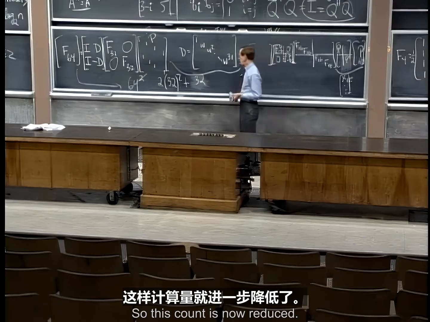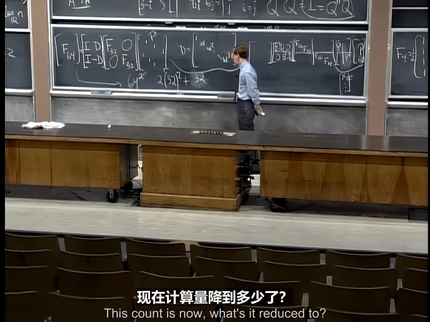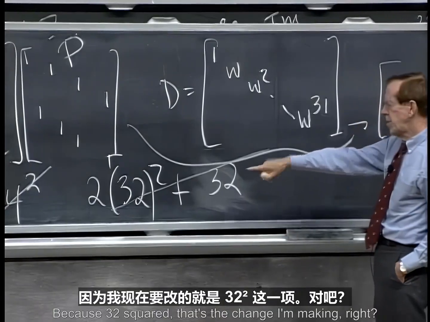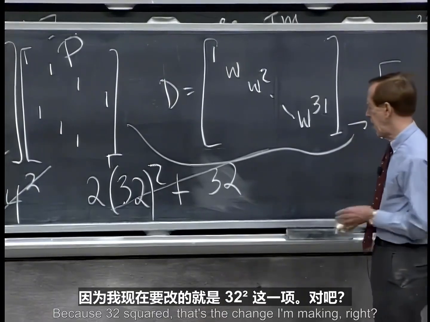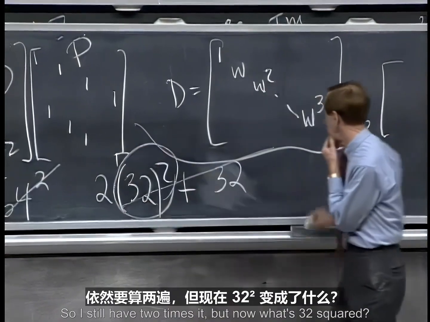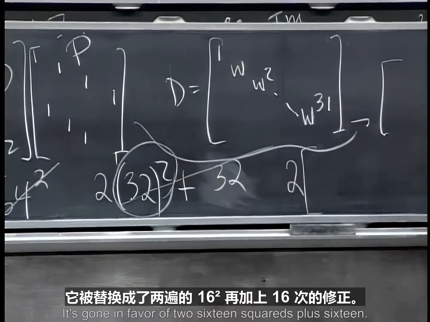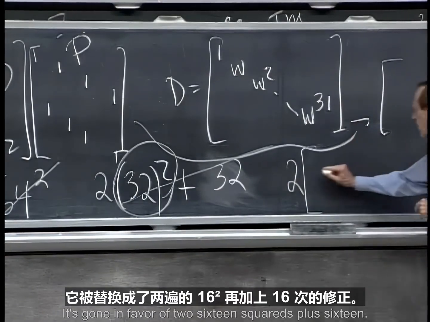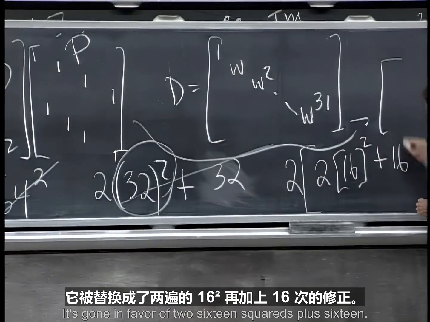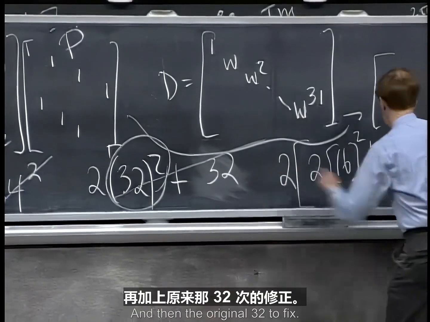So this count is now reduced. What's it reduced to? So that's going to be gone. Because 32 squared, that's the change I'm making, right? The 32 squared is now reduced. So I still have 2 times it, but now what's 32 squared? It's gone in favor of 2 16 squareds, plus 16, that was, and then the original 32 to fix.